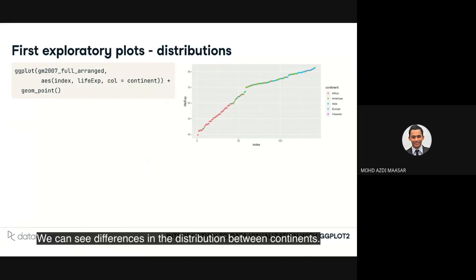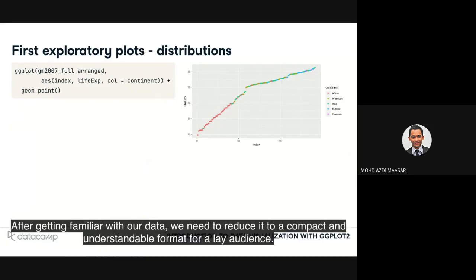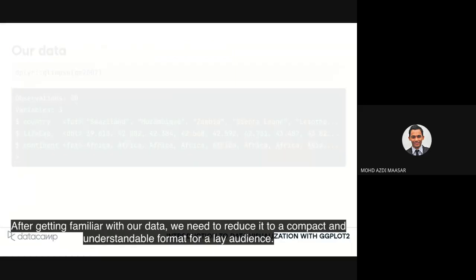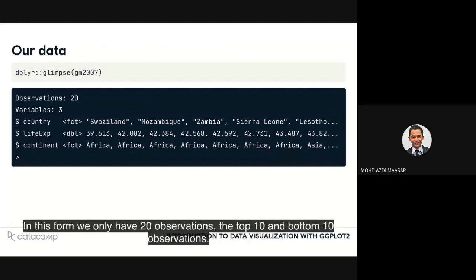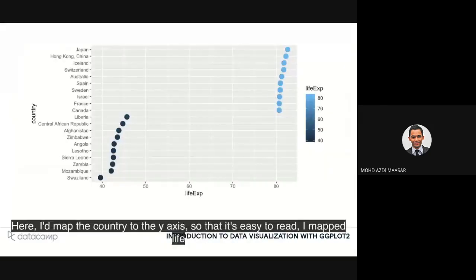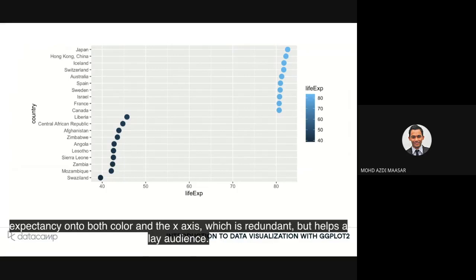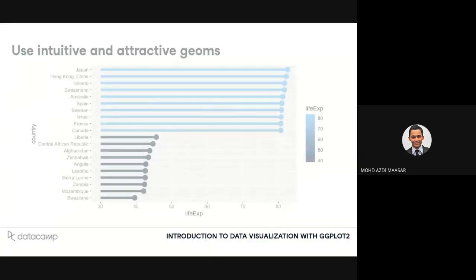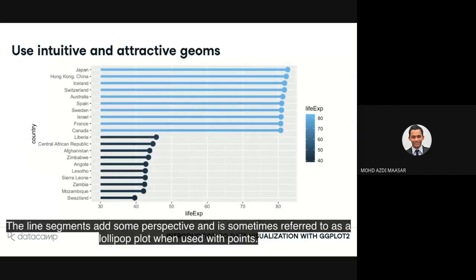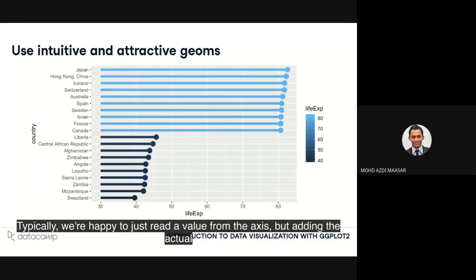After getting familiar with our data, we need to reduce it to a compact and understandable component for a lay audience. In this form, we only have 20 observations, the top 10 and bottom 10 observations. Here, I'd map the country to the y-axis so that it's easy to read. I map life expectancy onto both color and the x-axis, which is redundant but helps a lay audience. The line segments add some perspective and is sometimes referred to as a lollipop plot when used with points.